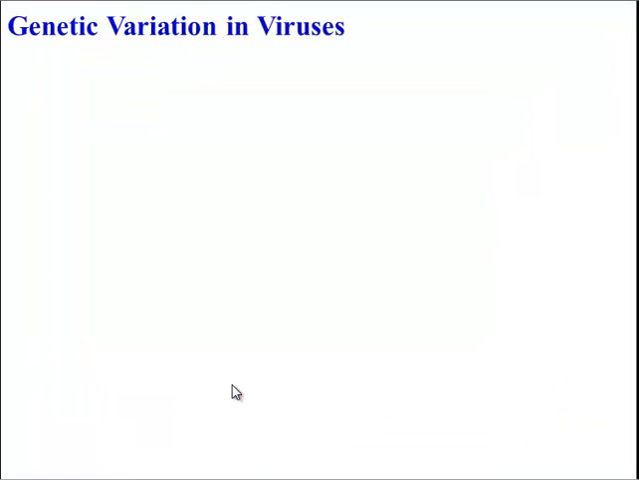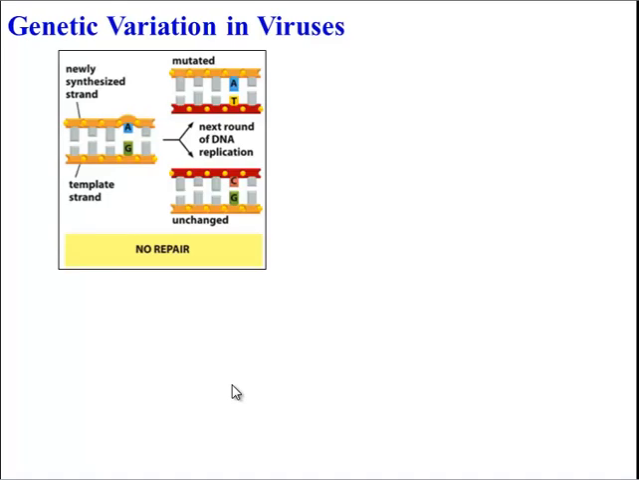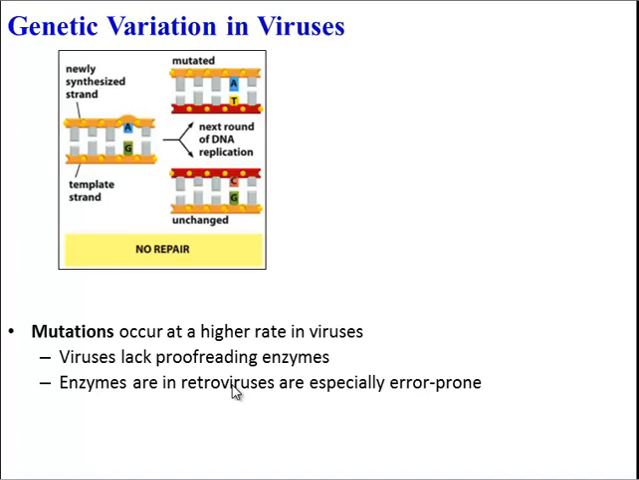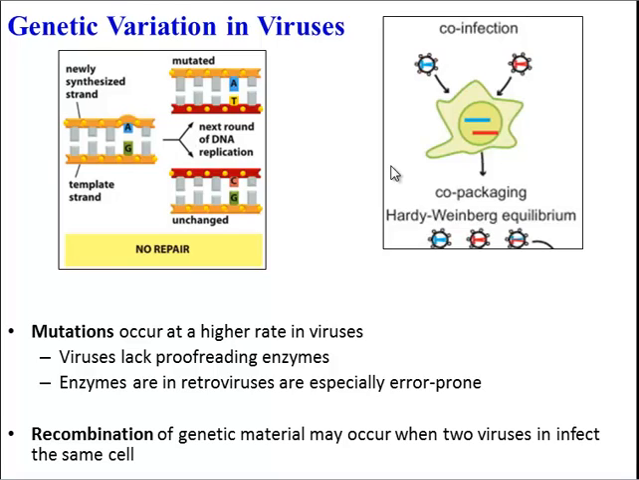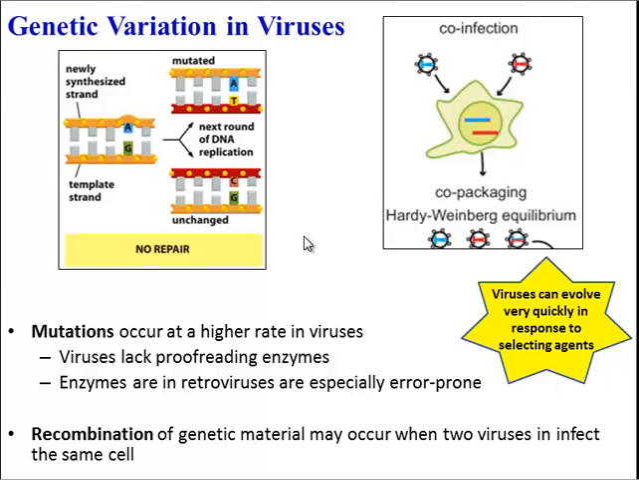So finally, how do viruses achieve genetic variation? Well, first thing is that mutations occur at a higher rate in viruses because they don't have proofreading enzymes. So during DNA replication and transcription, errors that occur are not caught and are not fixed. The other important thing is that if two viruses infect the same cell, the viral DNA might recombine into new viruses. And so because of this, bottom line, viruses can evolve very quickly in response to selecting agents.